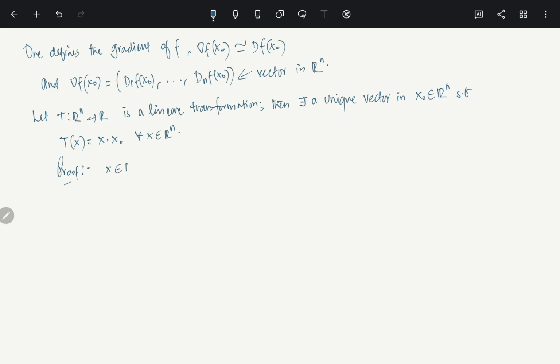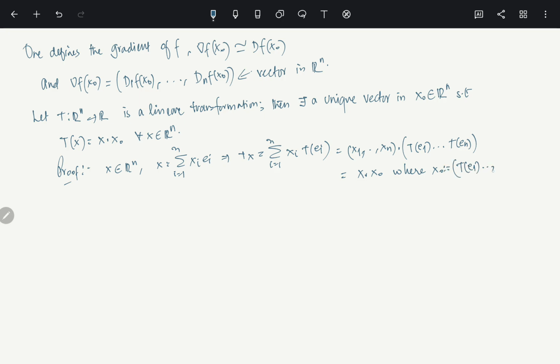See, for any x in Rn, x can be written as the summation of xi ei, i equals 1 to n, and that will imply that T of x is nothing but the summation of xi T of ei, by linearity, 1 to n. Then you can write it as (x1, ..., xn) dot the vector (T of e1, ..., T of en), which is nothing but x dot x naught, where we define x naught to be the vector (T of e1, ..., T of en). I hope this is clear. Okay, so this is the idea.